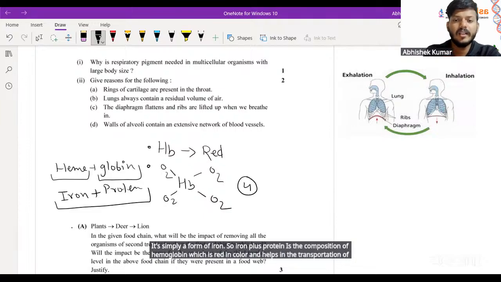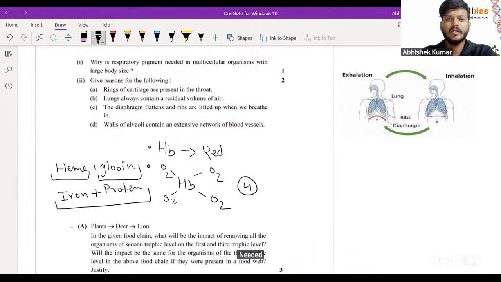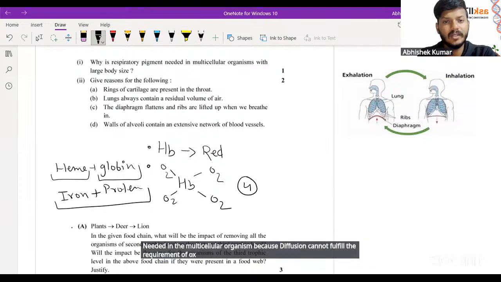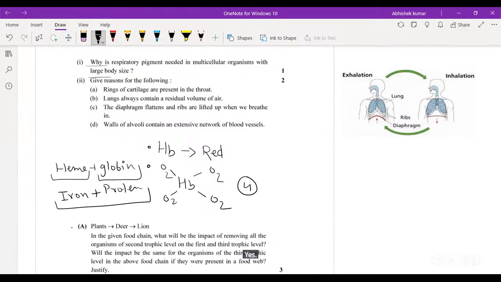oxygen. Now let's do the question: what is a respiratory pigment? So we will write that hemoglobin is a respiratory pigment needed in the multicellular organism because diffusion cannot fulfill the requirement of oxygen to all the cells or tissue of the body. Clear, everyone? Yes, sir. Okay.